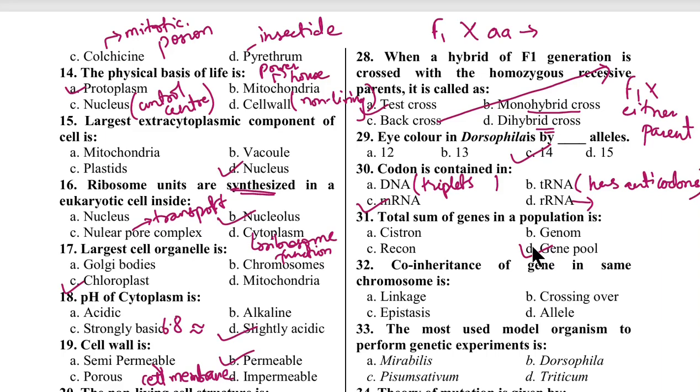Question number 31, the total sum of genes, and 32, co-inheritance of genes on the same chromosome is called obviously linkage. Crossing over breaks linkage.